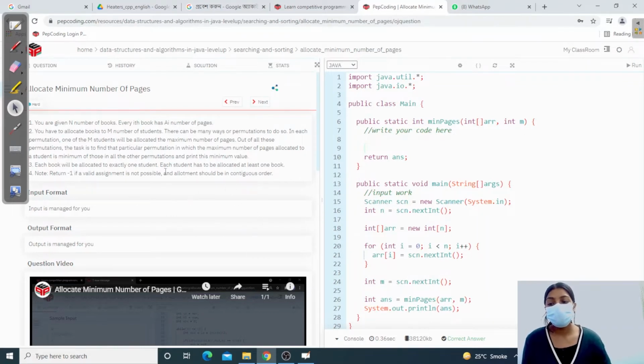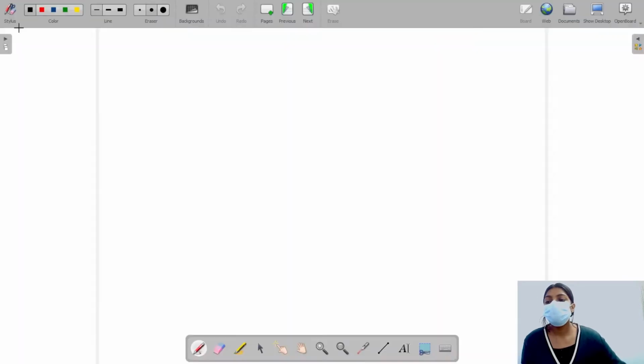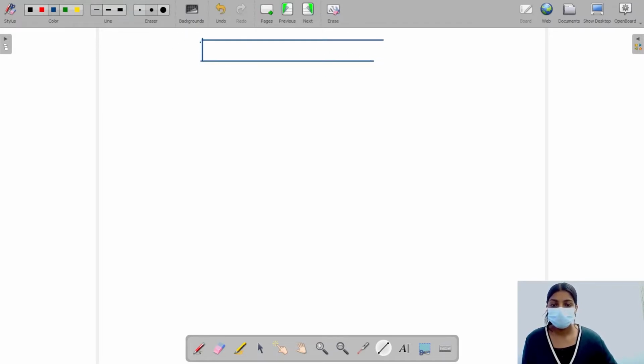if a valid assignment is not possible. The allotment should be in contiguous order. So let's explain what this says. First of all, let me make an array. Okay, so here let's say I have five books.